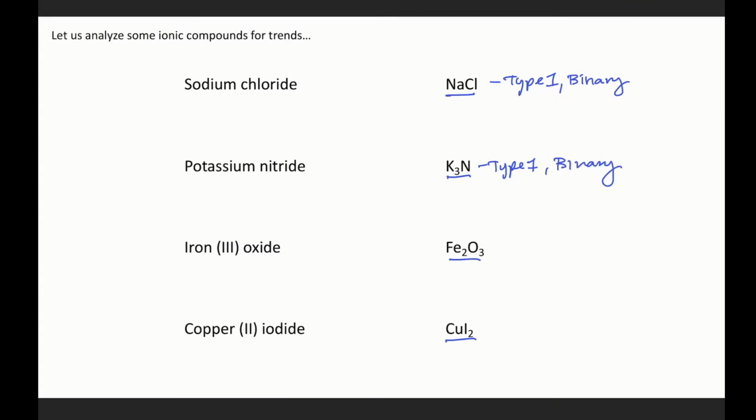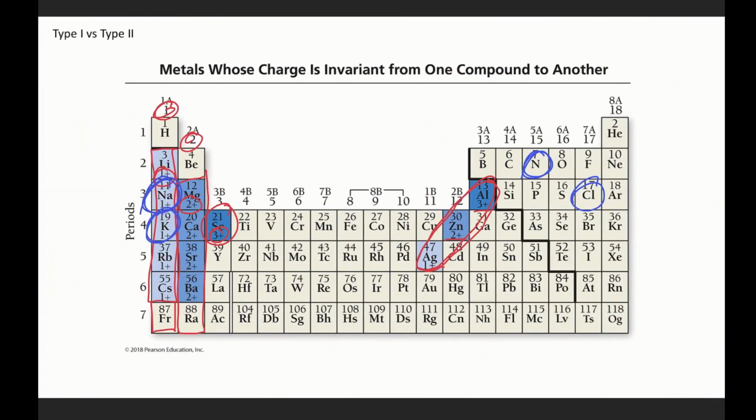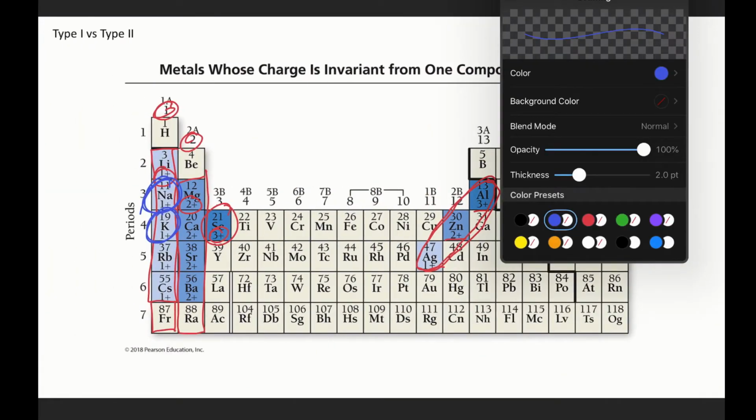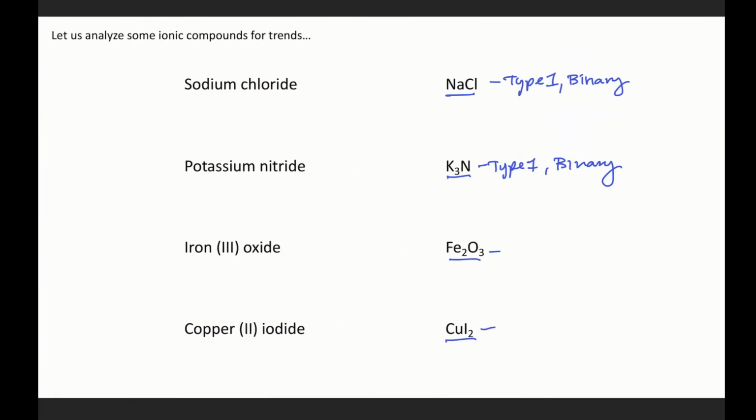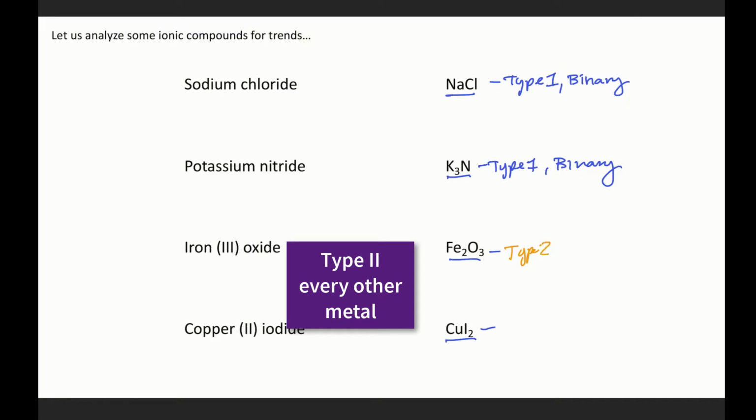Now if we look here, we have iron and oxygen, copper and iodine. So we still have metal and nonmetal, which makes us ionic. Now though, our metals are the type 2 variety. So these would be type 2 binary.